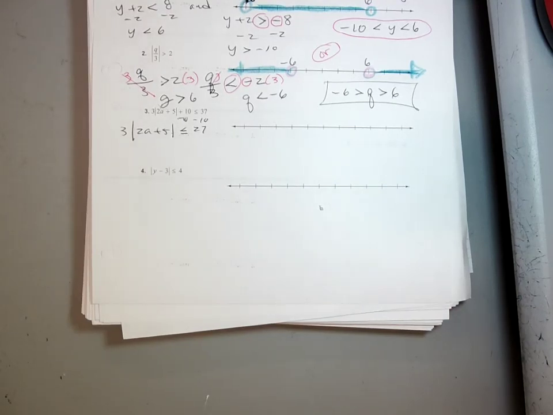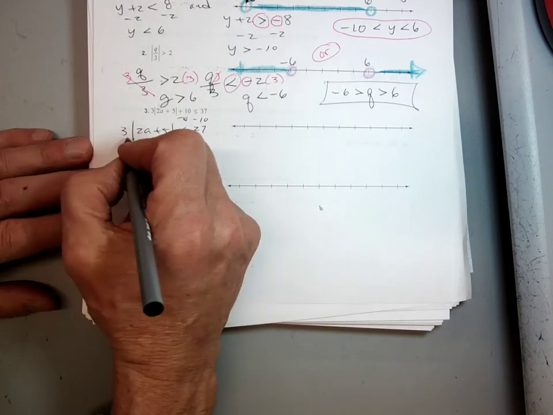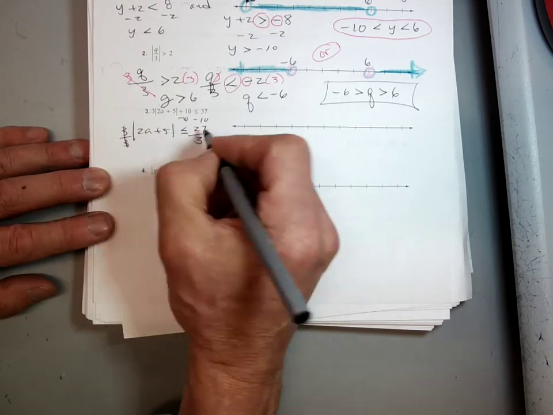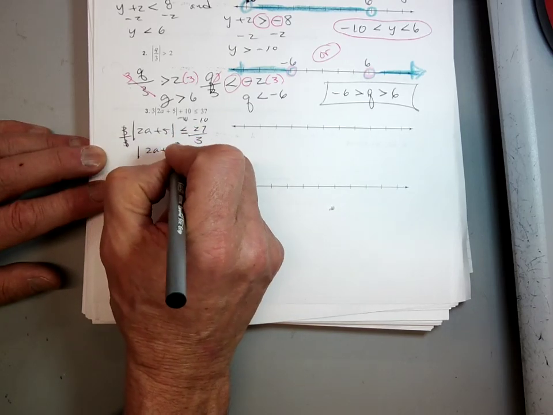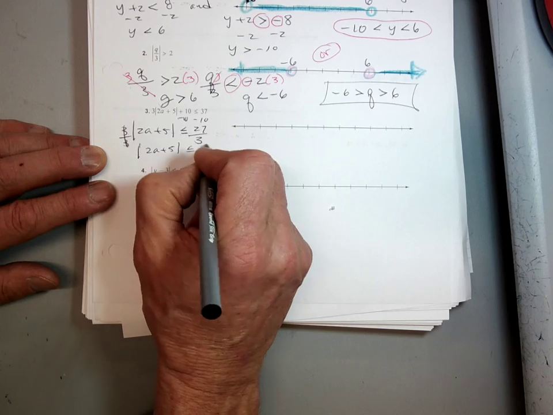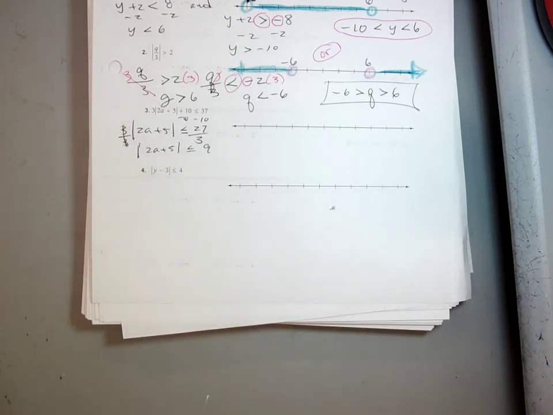And then I'm going to get rid of 3. So get rid of all the numbers on the outside first. I'll divide by 3. That'll cancel it, and I'll divide by 3 here. So what I get is the absolute value of 2a plus 5 is less than or equal to 9. Okay, now I have it down as an absolute value less than something.